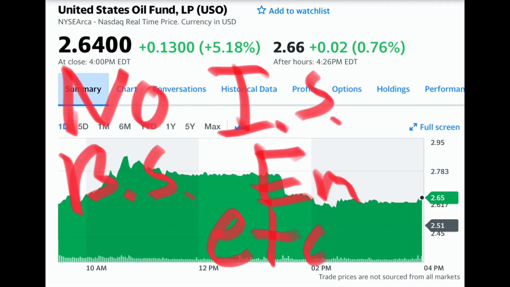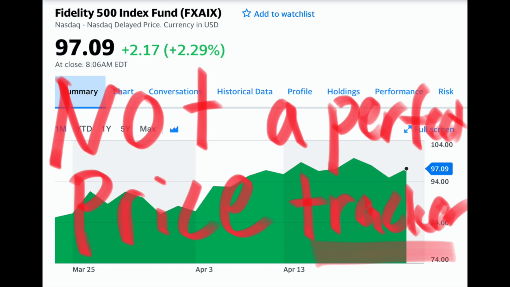USO has no income statement. USO has no balance sheet. USO doesn't have employees or anything like that. That is not USO, and that's not what USO is doing, okay? And let me also tell you what USO isn't. USO is not a perfect price tracker. So some people are thinking they're going to buy into USO kind of like they would buy into an index fund, like a Fidelity 500 index fund, right?